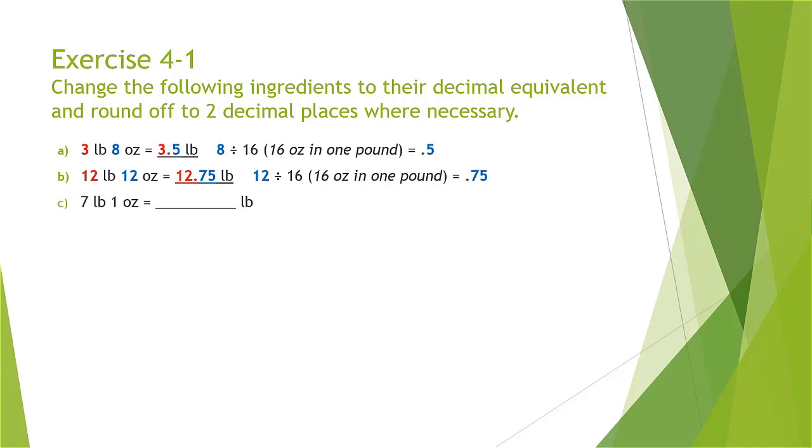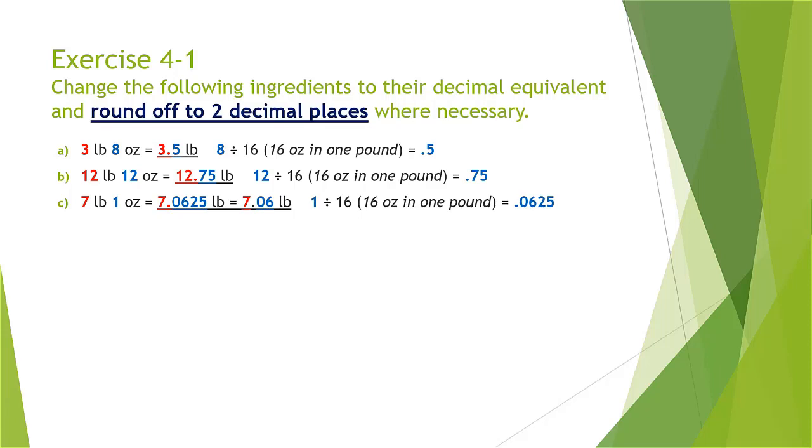Our next example, 7 pounds and 1 ounce. Again, the no-brainer part, 7 whole pounds. We will do 1 divided by 16, the amount of ounces in a pound. We get decimal 0.0625. That combines for 7 decimal 0.0625 pounds. And we think we're done, but then we remember that our instruction says we have to round off to 2 decimal places. And that's what we do.